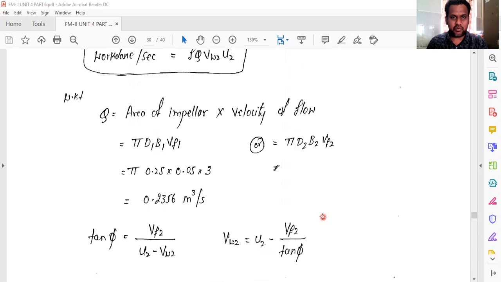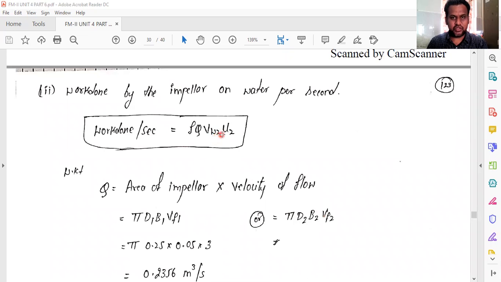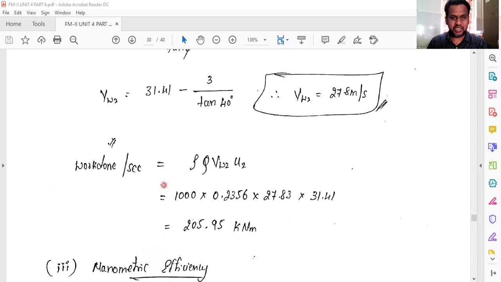So that means ultimately you got Vw2, you got U2, you found Q, rho you know, so work done per second can be calculated easily. Work done per second is equal to rho into Q into Vw2 into U2. Rho is equal to 1000, Q is equal to 0.2356, Vw2 is 27.83 and U2 is 31.4. Substitute, work done per second is nothing but 205.95 kilonewton meter. It comes in newton meter but I converted to kilonewton. Okay, 205.95 kilonewton meter. This is the second sub question.